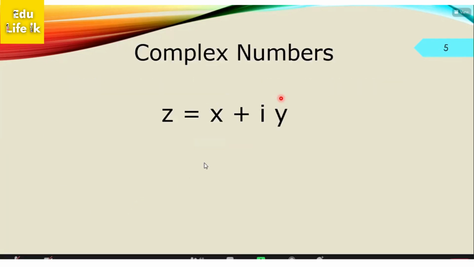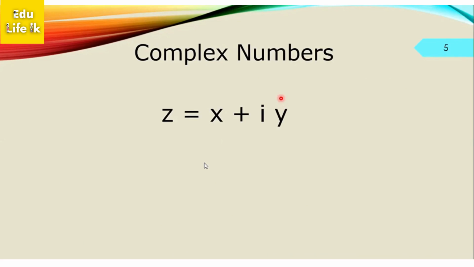Now, what is an imaginary number? Real numbers we know. Real numbers are what we have learned up to now. We are familiar with real numbers. A complex number means a real number plus an imaginary number, so we need to know what an imaginary number is.